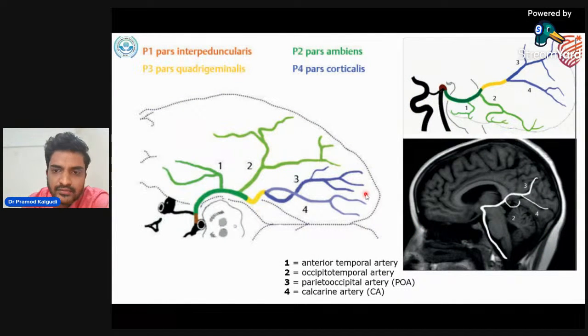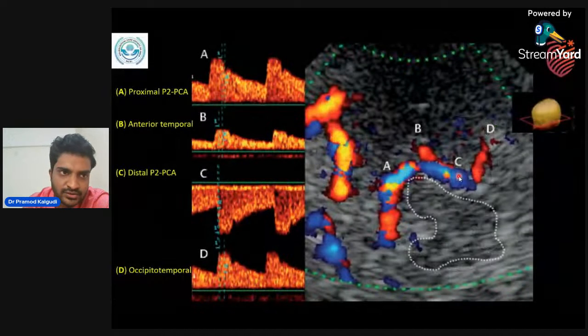PCA, you have different branches, but the ones which can be most easily delineated are P1 and P2. These are the branches which are arising from P1 and P2: anterior temporal, occipitotemporal, parieto-occipital, and calcarine. These are very difficult to insonate. We'll see what are the easy ones to insonate.